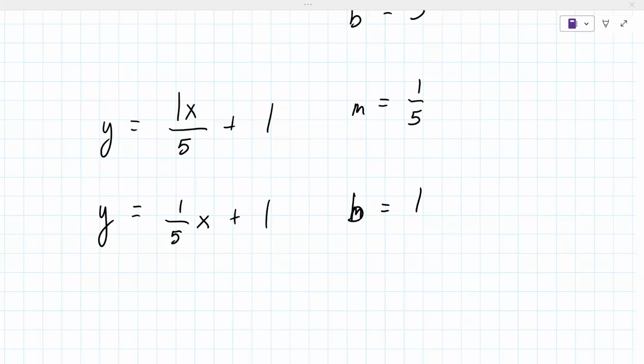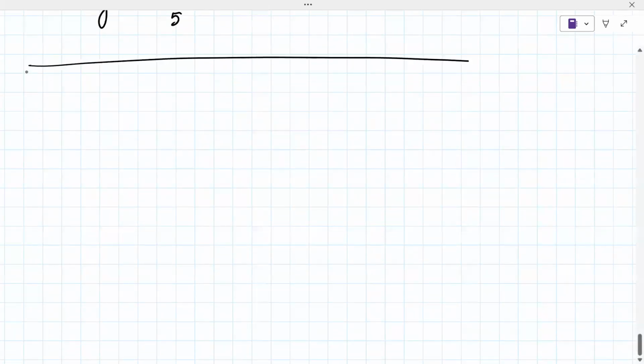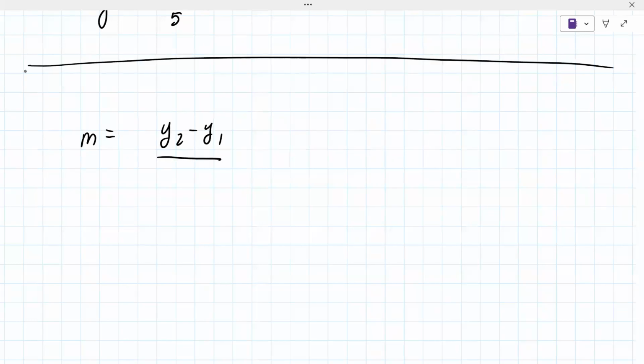Any questions, thoughts on this before we move on to another topic? No, I don't think so. Okay. So the next type of problems we're going to do. There's the slope formula: y2 minus y1 over x2 minus x1. This is called the slope formula, or the formula for total slope.